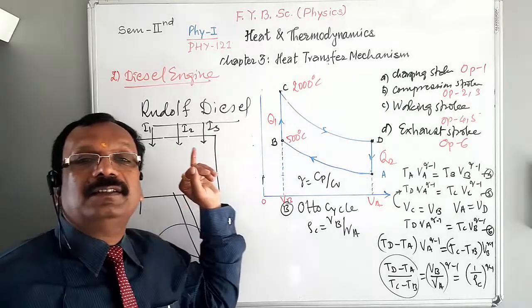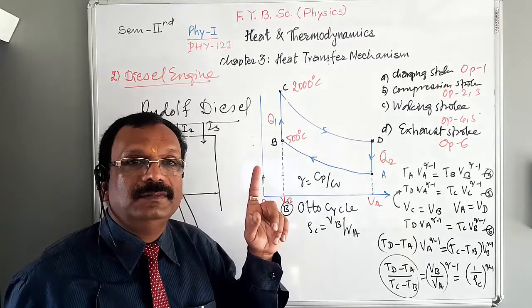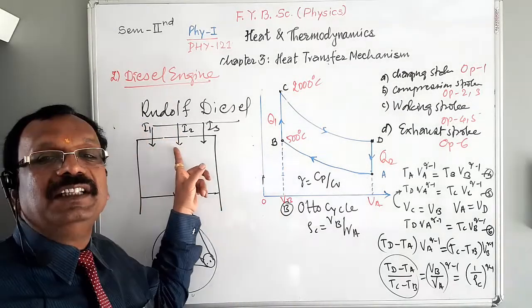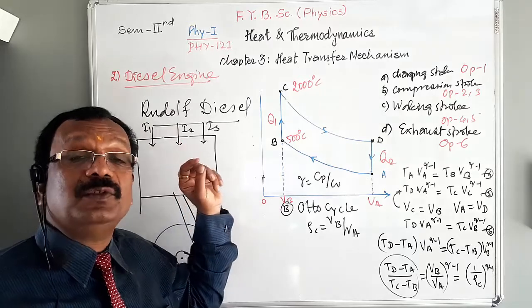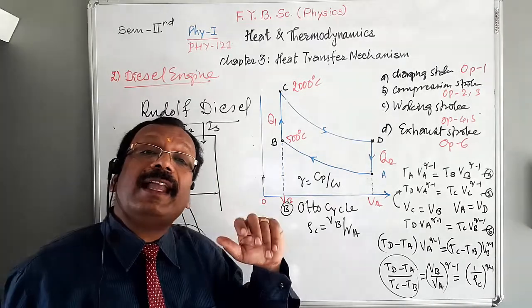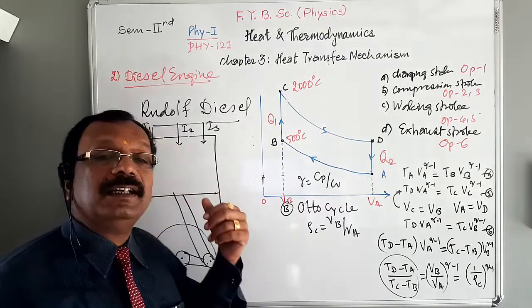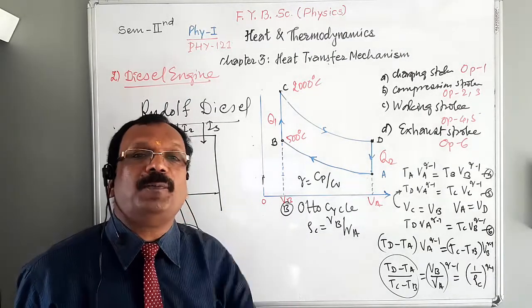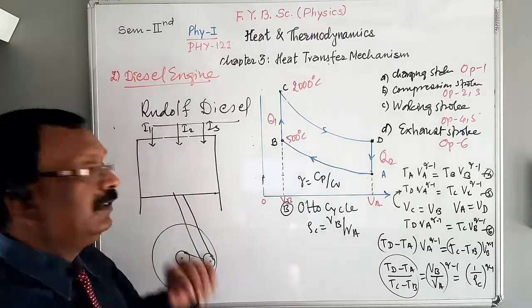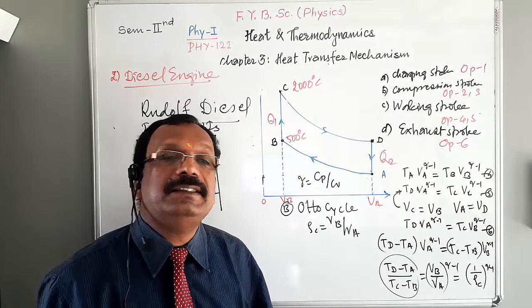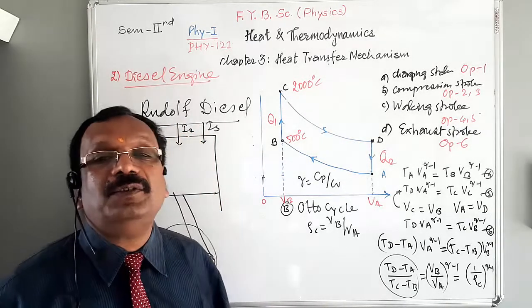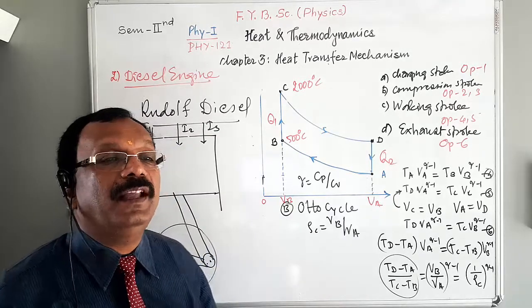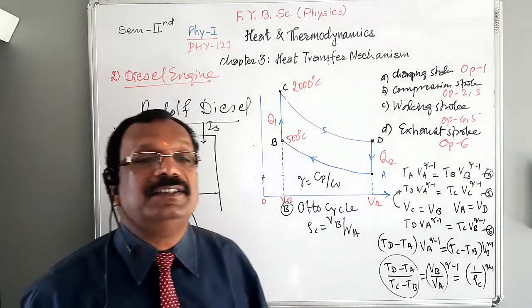Then I2 is the oil inlet valve. Here a nozzle is fitted, and with the help of this nozzle, oil can be sprayed in the cylinder in the form of fine spray. Small droplets of oil are introduced in the cylinder with the help of valve I2, hence the nozzle is fitted. And valve I3 is the exhaust valve.